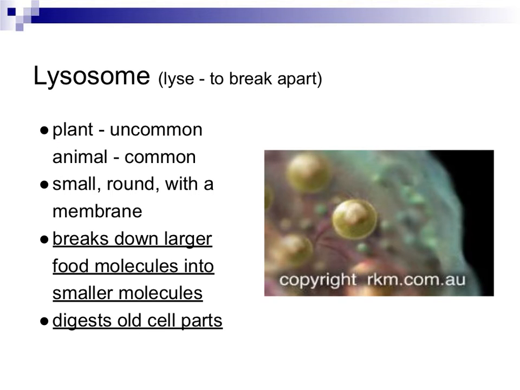In a cell, lysosomes have a specific job. The word lyse means to break things apart, so lysosomes break things apart. Lysosomes can be found in plants, but they are uncommon. They are very common in animal cells. These are small, round organelles. They have a membrane, and their job is to break down large molecules into small molecules, and they can also digest old cell parts. So if you've got a cell part that's no longer being used and it can be recycled, the lysosomes can break that cell part down and recycle the molecules that it was made of.